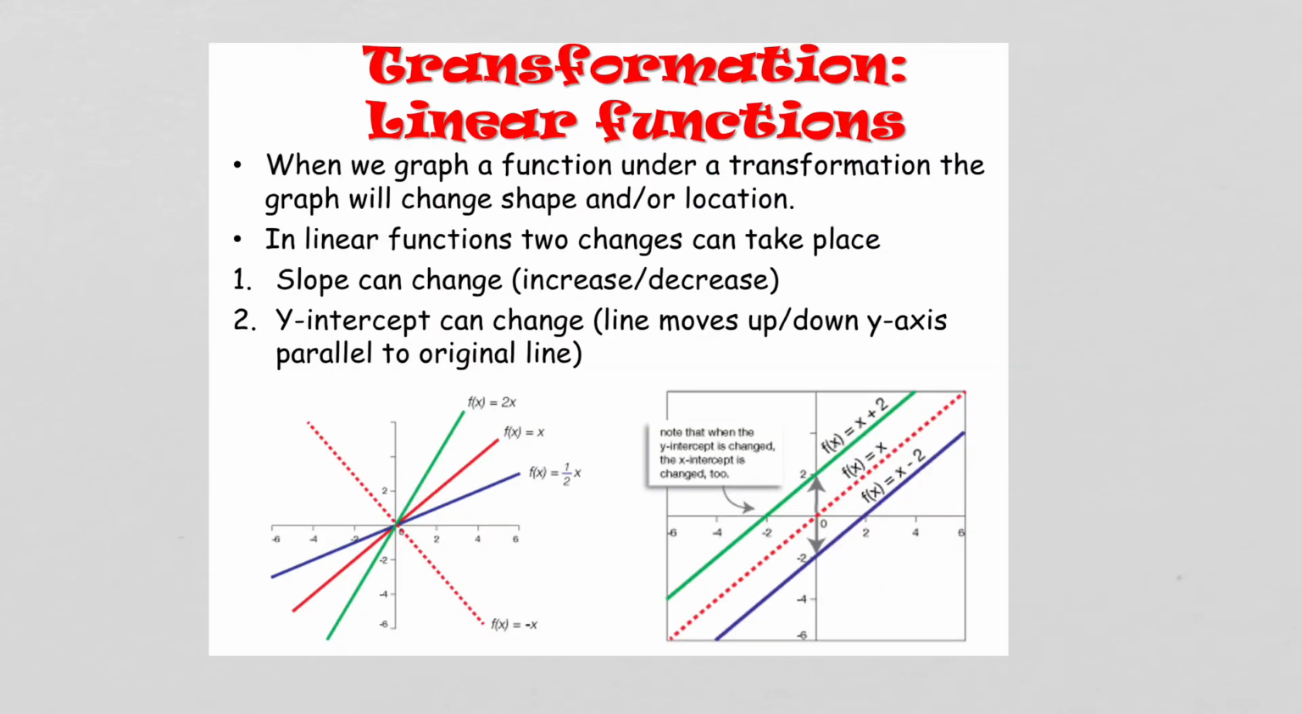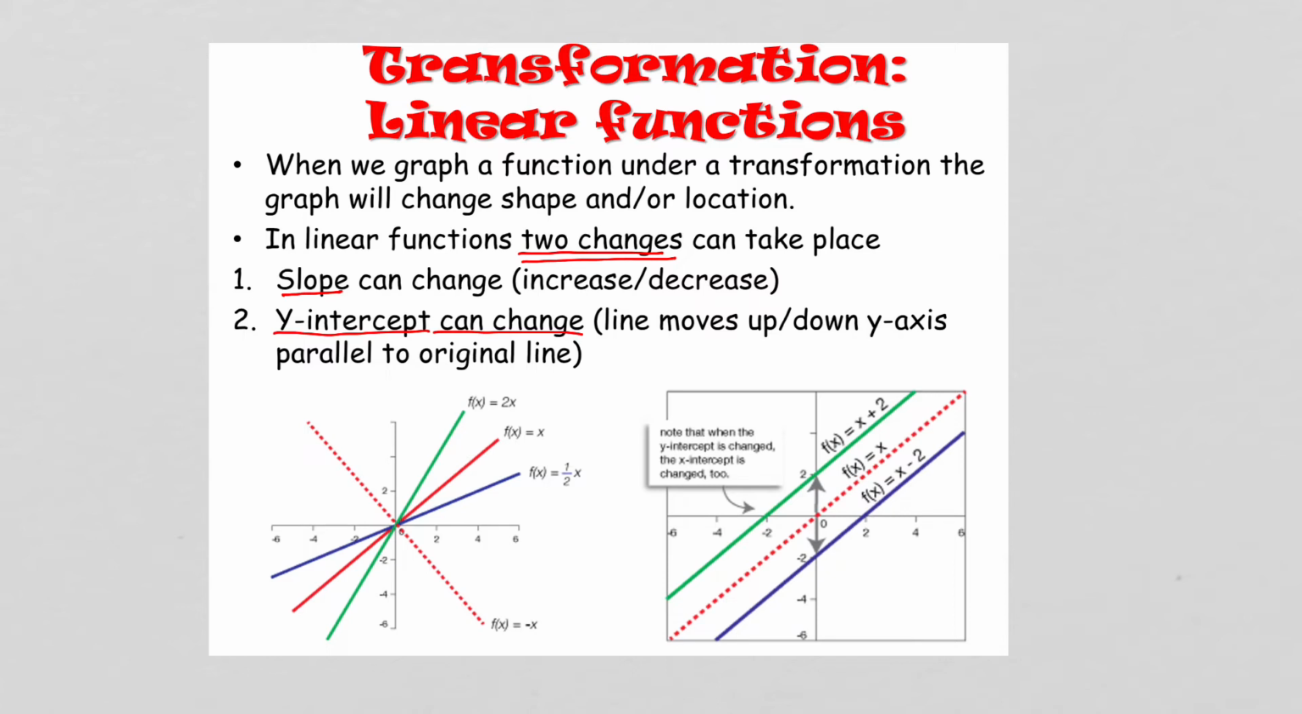With each of the functions that we're going to draw in this chapter, we're also going to look at what kind of transformations can take place with each of these functions. If we look at a linear function, when we graph a function under a transformation, the graph will change its shape or its location. There are only 2 possible changes that can take place for linear, and that's that the slope can change, or that the y-intercept can change, or both can change.